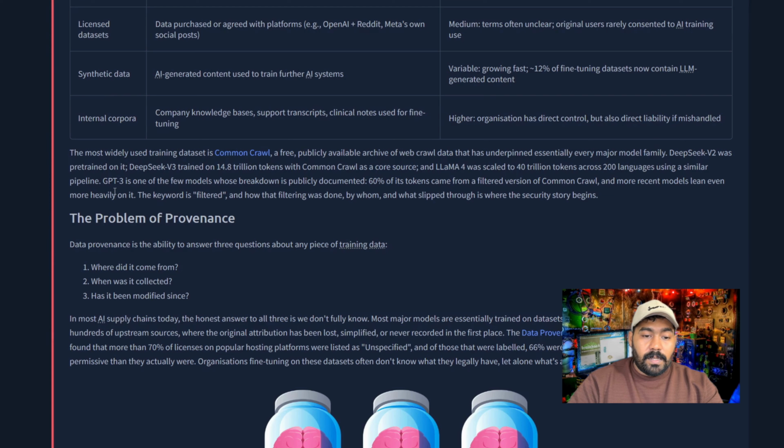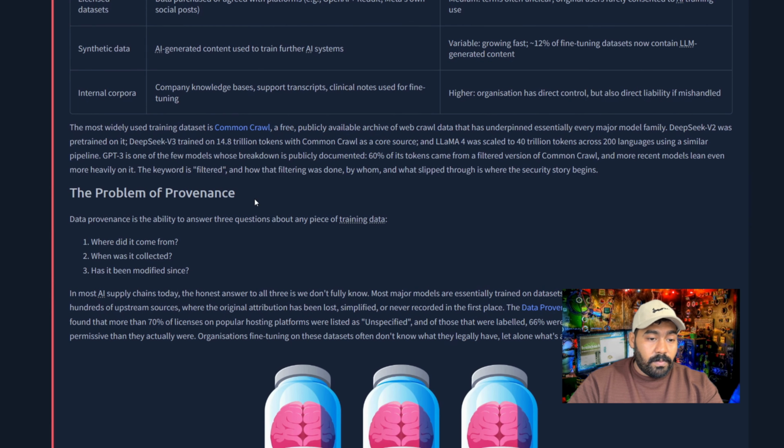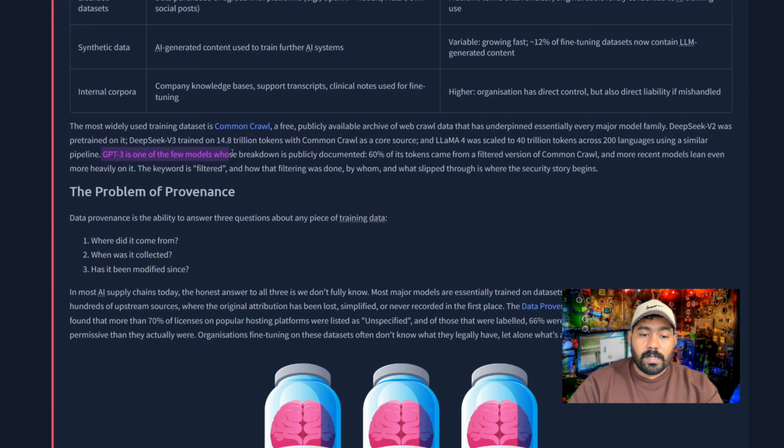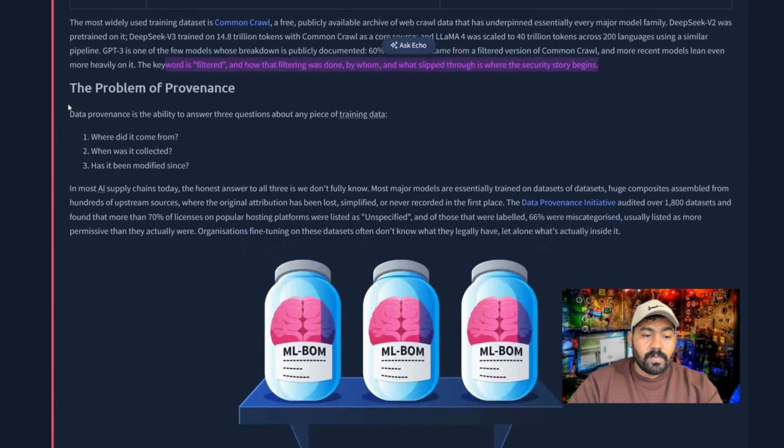Let's check the highlighted part: GPT-3 is one of the few models whose breakdown is publicly documented. 60% of its tokens came from a filtered version of Common Crawl. More recent models lean even more heavily on it. The keyword is filtered: how the filtering was done, by whom, and what slipped through is where the security story begins. The filtering is everything. So what slipped through is the whole problem.